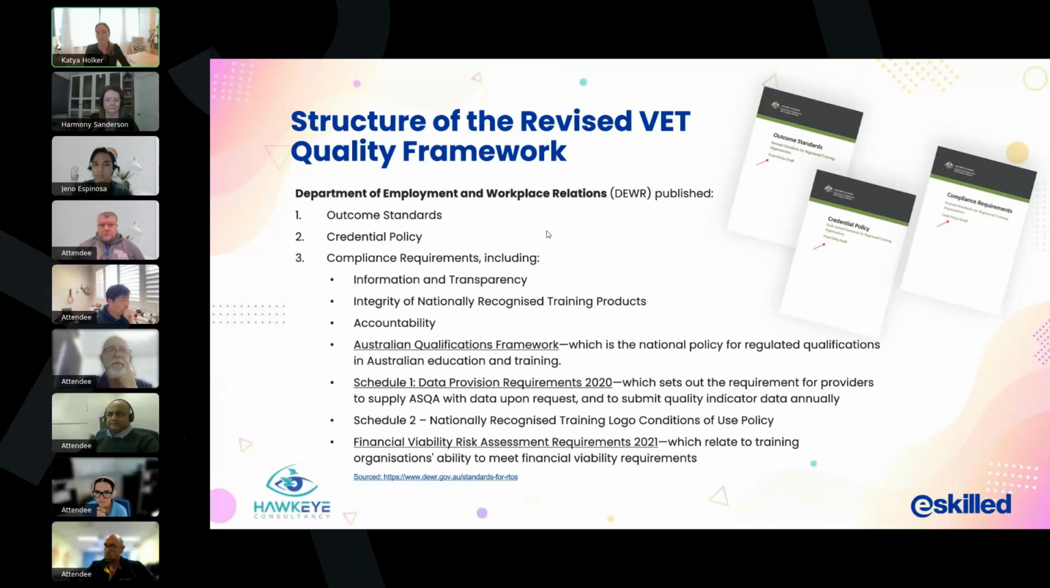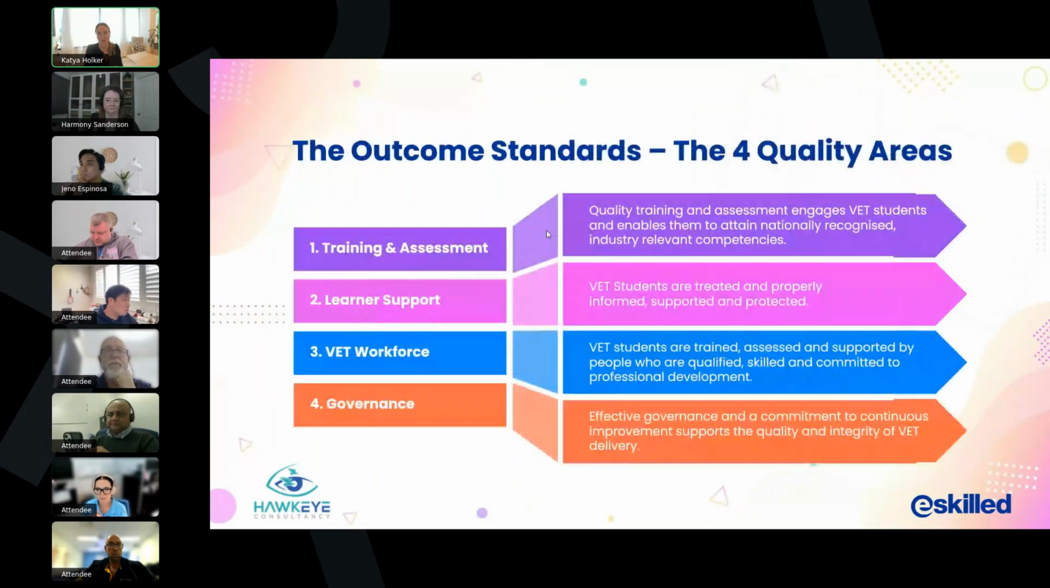And so if you haven't already looked at those documents, I would definitely invite you to have a look at them. They are available from DEWR's website. DEWR is the Department of Employment and Workplace Relations, and they're the ones who have actually released these documents. ASQA are the regulator, meaning they will actually regulate you against those documents. So always important, I think, to bring it back to that, just so you know where to get the actual information from. And the quality outcome standards are what we're going to be focusing on today, in particular looking at how validation fits into quality area 1, training and assessment.